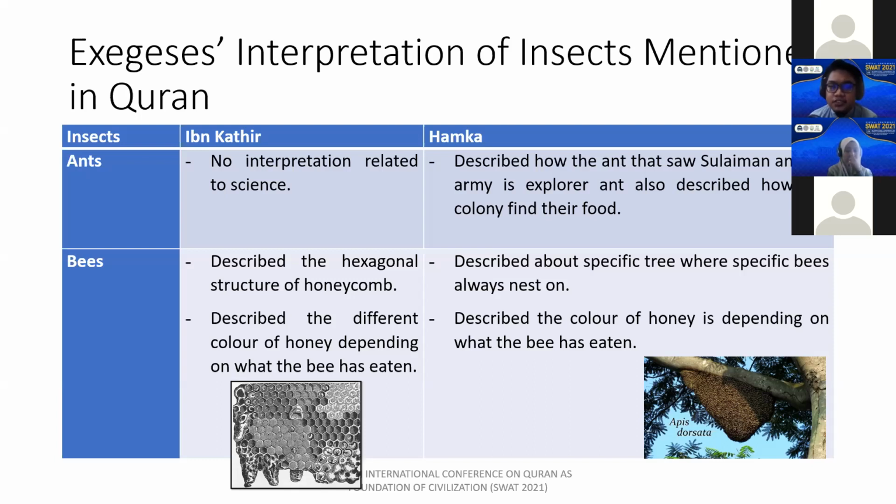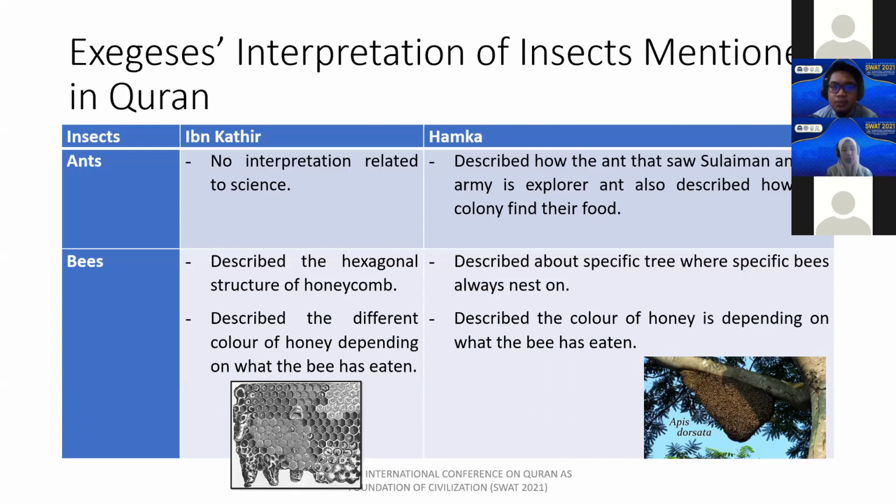And then for the bees, there are actually many more details about the bees. However, because of the limitation of words and pages, we decided that we are going to take the interpretation regarding the habitat of the bees and also the production of the bees. First, regarding habitats, both Ibn Qasir and Hamka mention that bees can be found anywhere: inside the rock, inside the ground, inside the tree, and also on the trees.